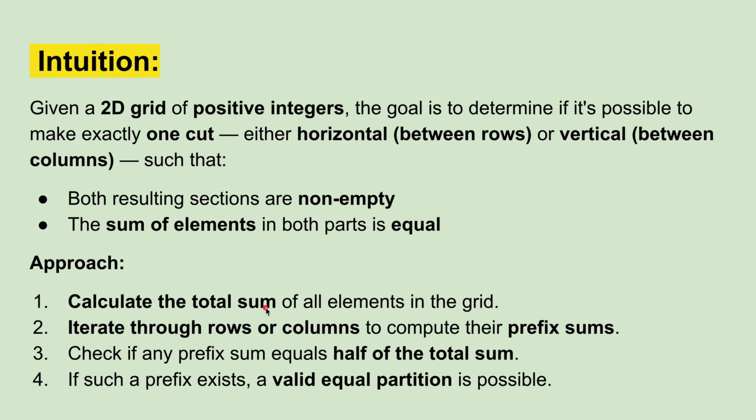Okay, so just pause this video here and understand the intuition I have written very clearly. We are given a 2D grid of positive integers, and the goal is to determine if it is possible to make exactly one cut, either horizontal or vertical, so that both resulting sections are non-empty and the sum of elements in both parts is equal. Then what should we do?